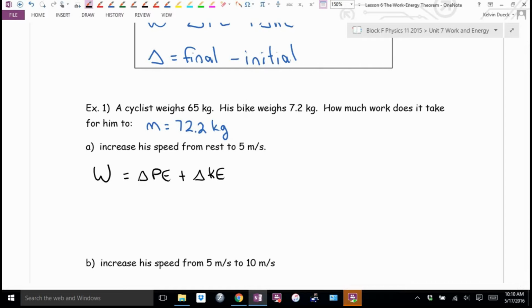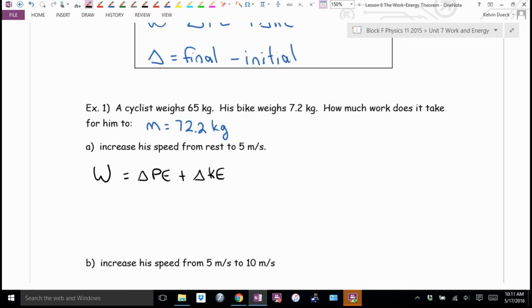Whenever I see the word work from now on: force times distance, yay! No force, no distance. Graph, yay! Find the area. No? Okay. It's the change in potential plus the change in kinetic. And I'm not going to give you anything that can't be solved with those three.